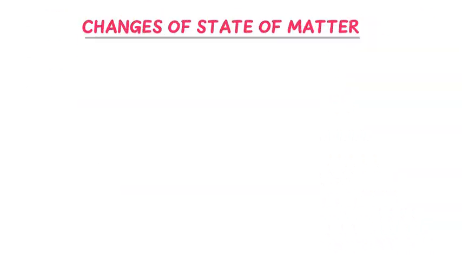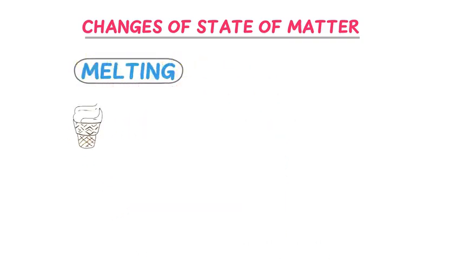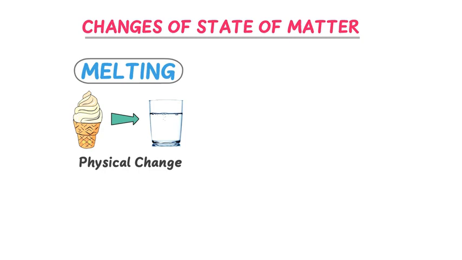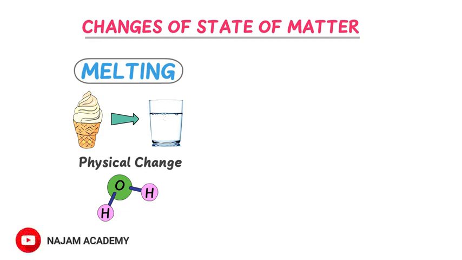of states of matter. For example, melting. We know that when ice converts into water, it is known as melting. It is a physical change because each and every molecule of the ice is made out of one oxygen atom and two hydrogen atoms, while each and every molecule of the water is also one oxygen atom and two hydrogen atoms. Thus, in the melting process, we do not get a new substance. Hence, it is also a physical change.